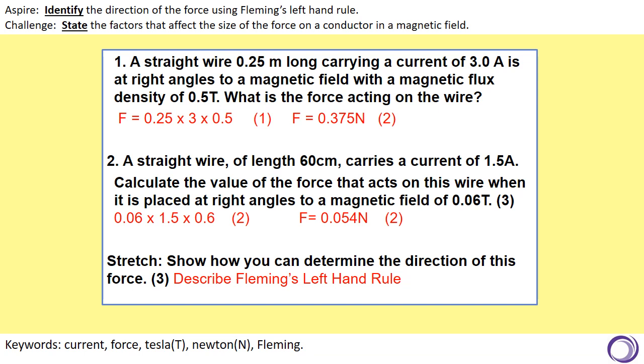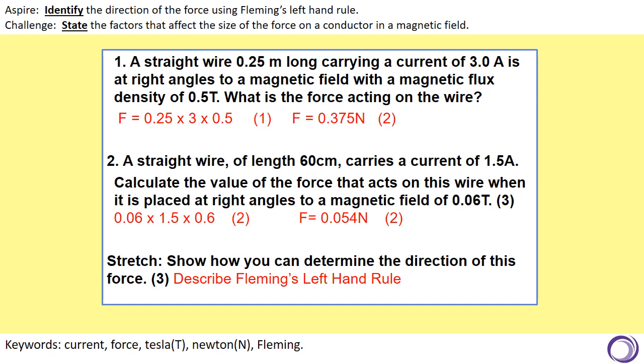Second question, extra mark in that question because it's given you the length in 60 centimetres. So 60 centimetres converted into metres, so that's less than 1 metre. It's 60 divided by 100 because there's 100 centimetres in a metre, which gives you 0.6. So 0.6 times 1.5 times 0.6 is going to give you 5.4 times 10 to the minus 2 newtons.